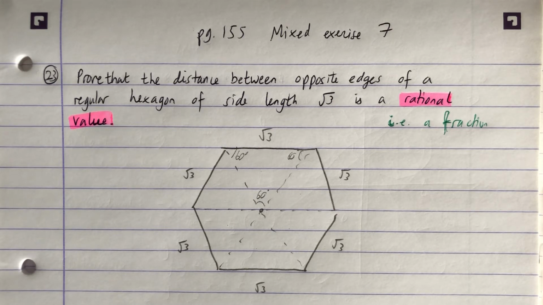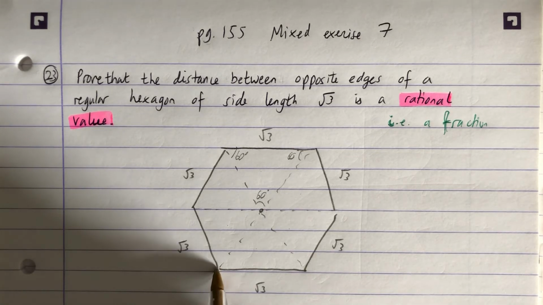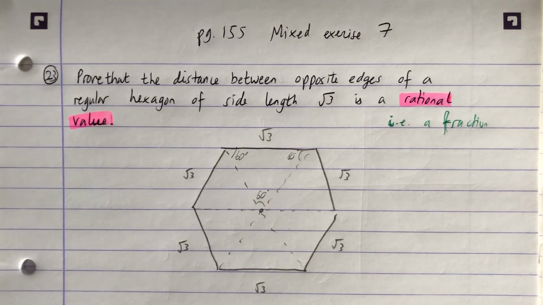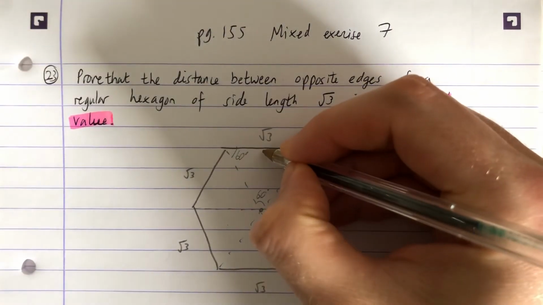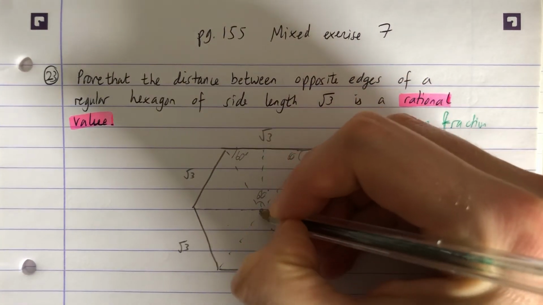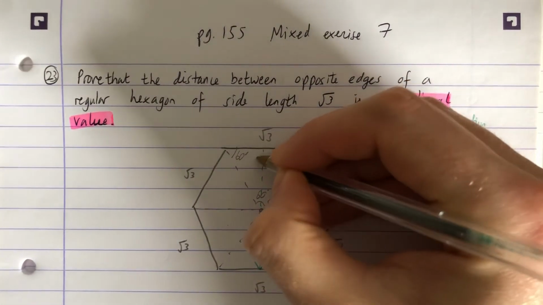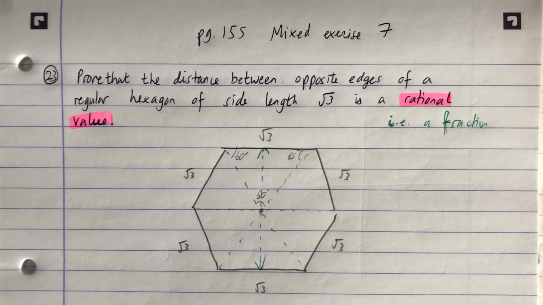Prove that the distance between the opposite edges, so just take a pair of opposite edges, so I'm going to take the bottom and the top. Distance would be this. And apparently that distance is going to be a rational number.